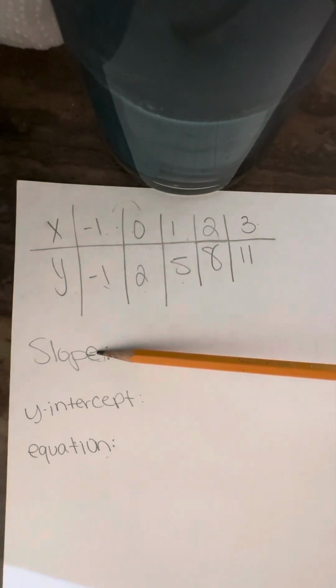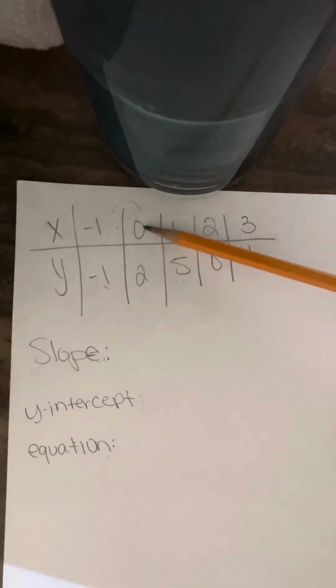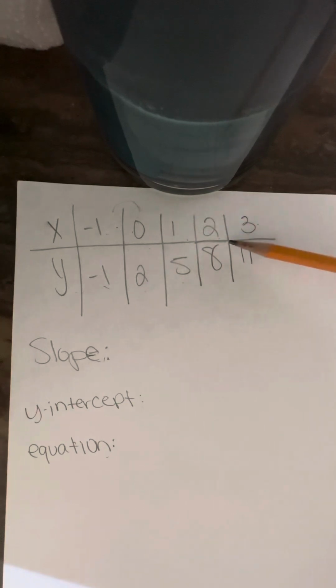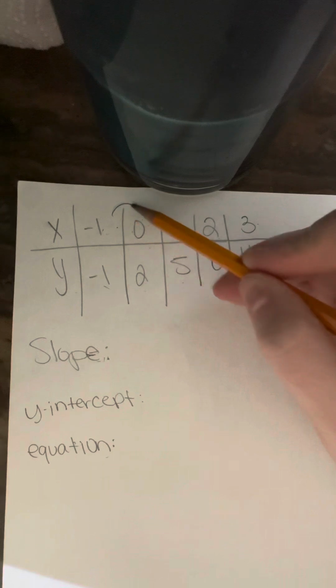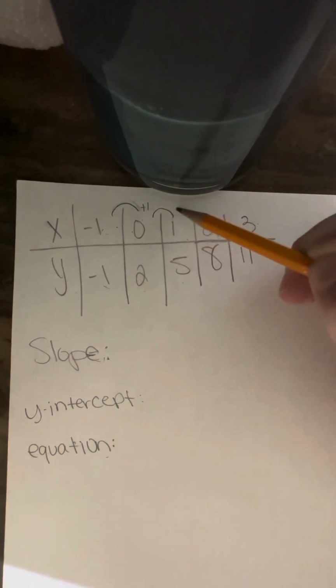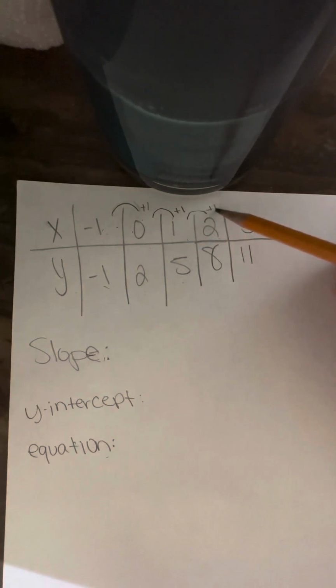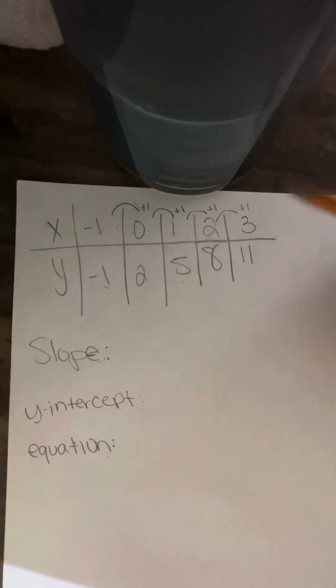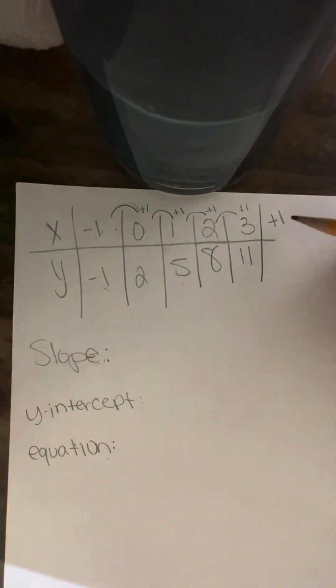So in order to find our slope, we need to find the difference, whether it's adding or subtracting, to get from this number to this number, and so on and so forth. The difference between -1 and 0 is adding 1. To get from 0 to 1, you will add 1 again. From 1 to 2, you will add 1 again. And from 2 to 3, you are going to add 1. So we will add 1 for our x values.